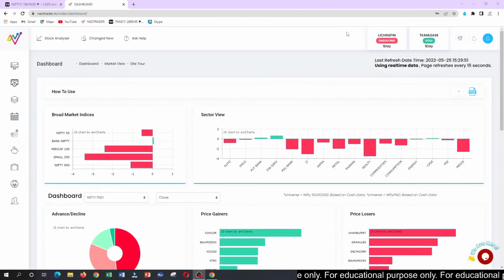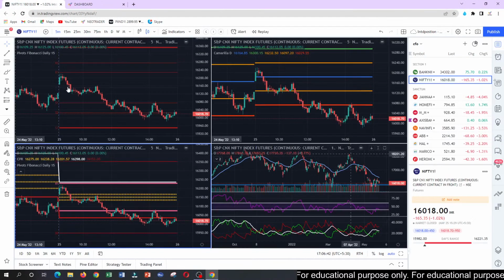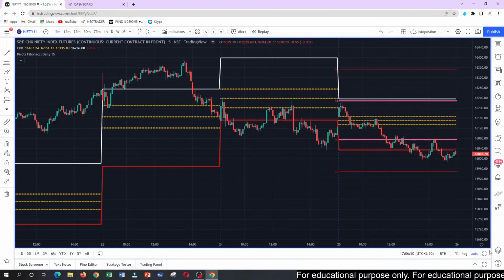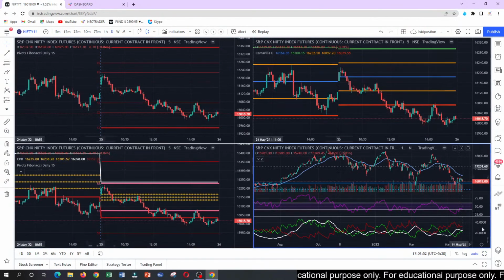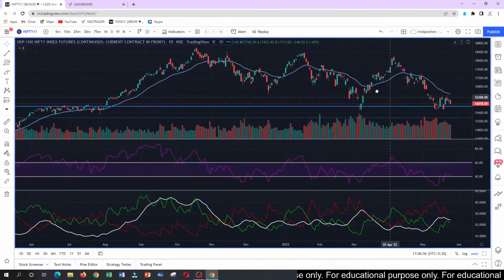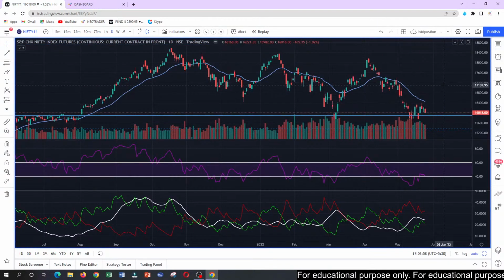So we're going to go top down. The first thing that we're going to do now is analyze the market, and we're going to analyze the Nifty. What I have put out here is the chart of the Nifty, and let us begin from there.